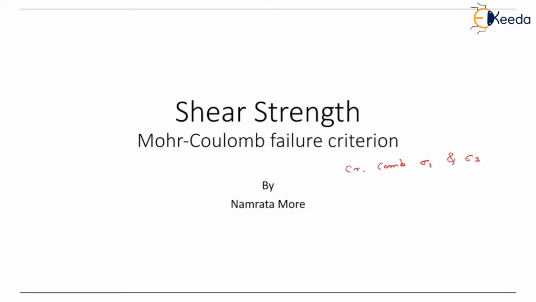Now in this video, we are going to discuss the criteria which should be satisfied by these major and minor principal stresses to cause shear failure. Now let us assume a small soil element which is subjected to a critical combination of principal stresses. So this is major principal stress sigma 1. This is minor principal stress sigma 3. Since this is a critical combination, shear failure of the soil will occur.